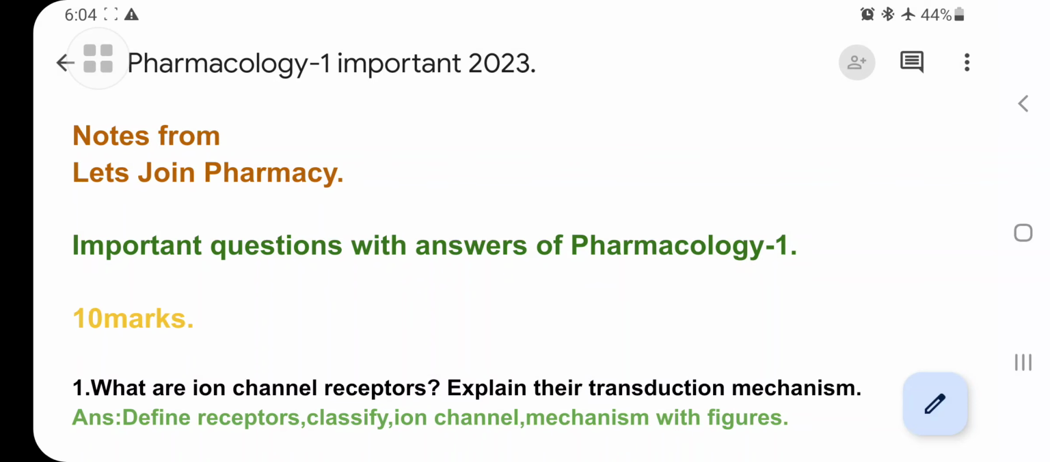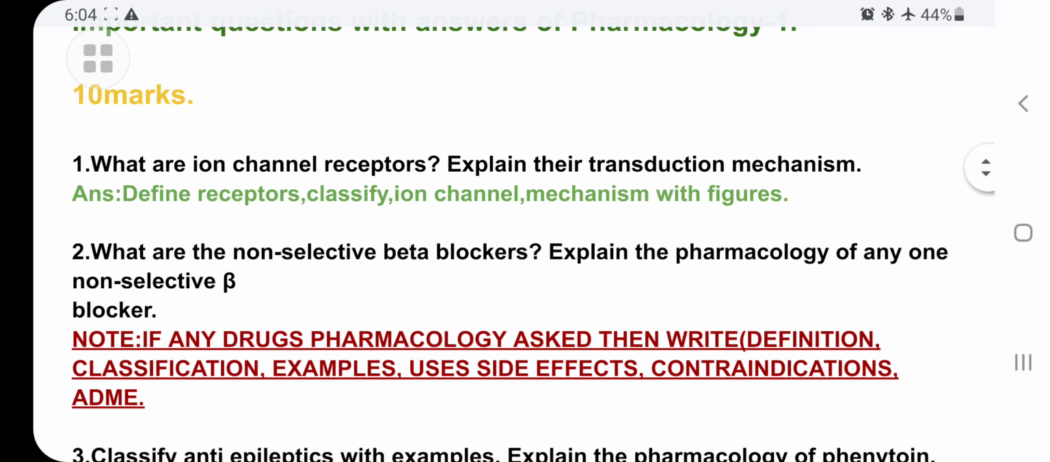Important questions with answers of Pharmacology-1, 10 marks. See, what are ion channel receptors? Explain their transduction mechanism. First you have to define what these receptors are, then classify the receptors, then go for ion channel receptors, then write the mechanism with figures. Mechanism of action with figure means the structure of that ion channel receptor and how the ions get passed. All that you have to maintain.